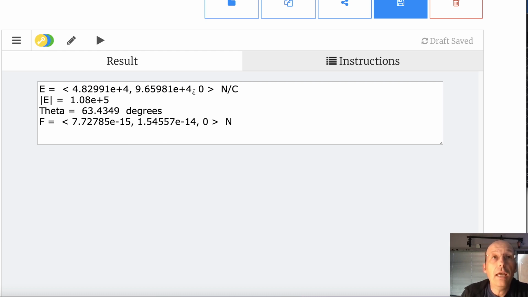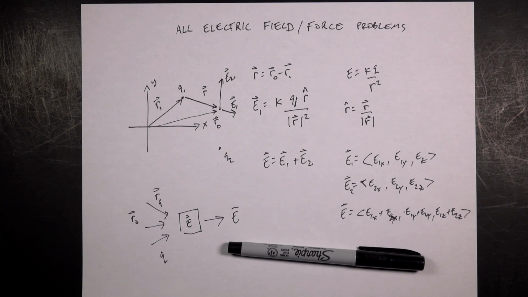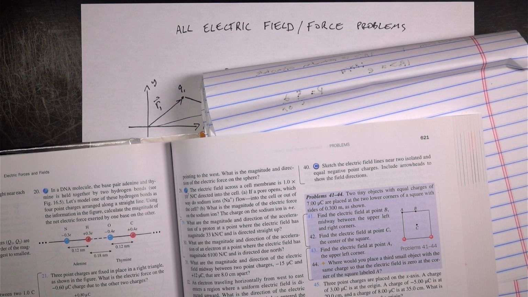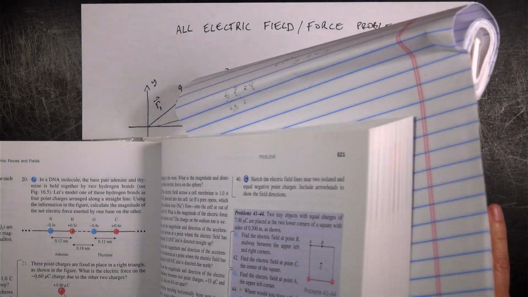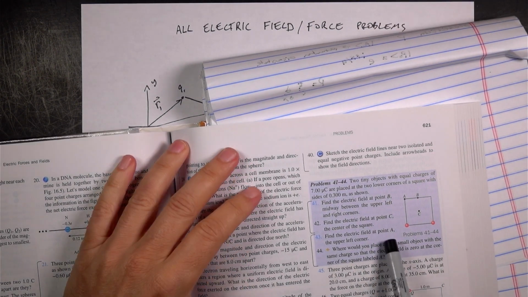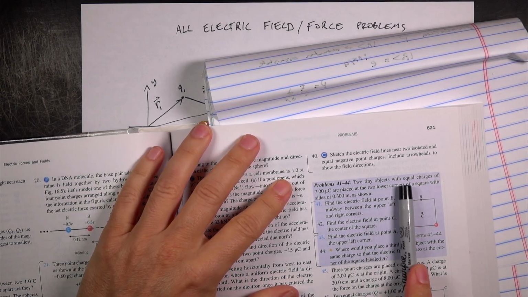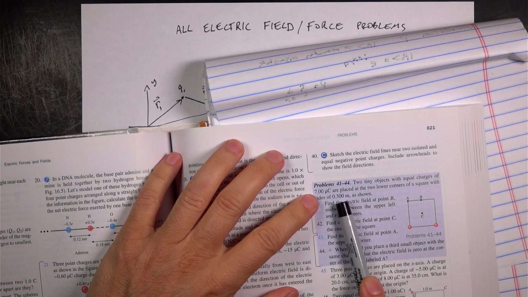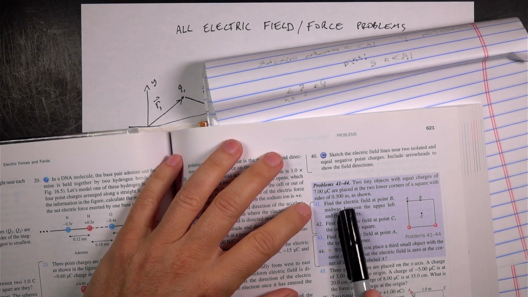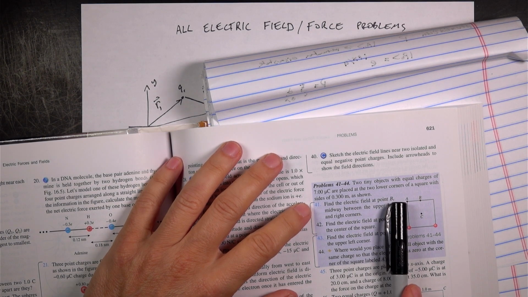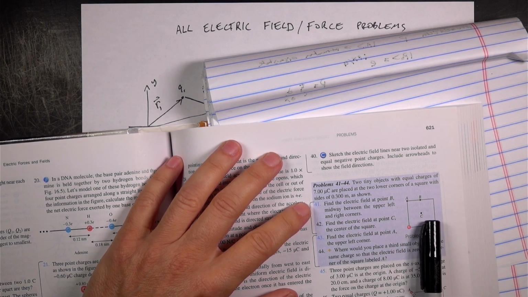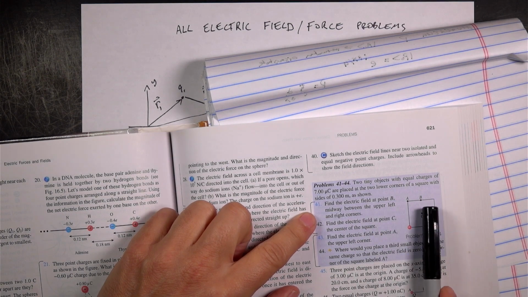Okay, let's do a physics problem from the book. So let's get the book. I'm going to switch over here to the camera. I was working on this problem anyway, so I want to do this one. Like I said, it's kind of weird. Let's do this one right here. Okay, so this says two tiny objects with equal charges of 7 microcoulombs are placed at the corners of a square with sides 0.3 meters. So the first one says find the electric field at point B up here.